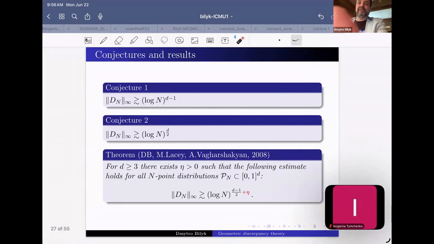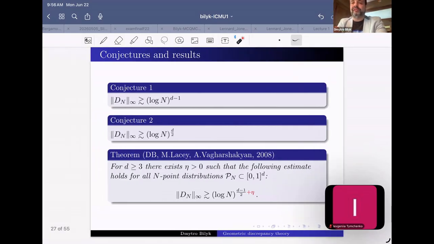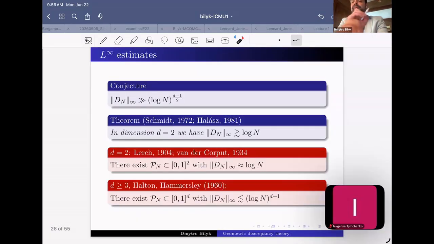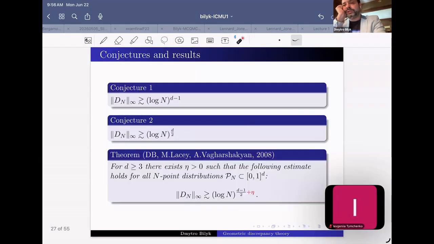Okay, so now I will tell you a little bit about the proof of the L infinity bound. And this is actually not the original proof by Schmidt because it was pretty involved and technical. The one that I will present goes back to Halas, much later in the 80s. And it uses a very interesting object.